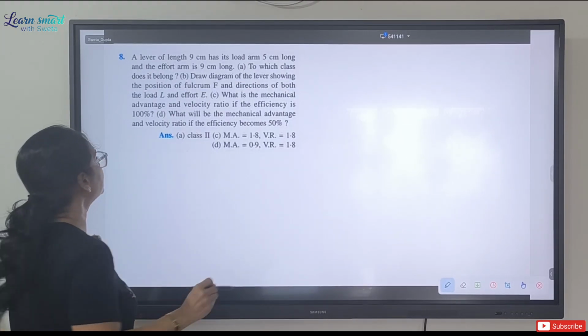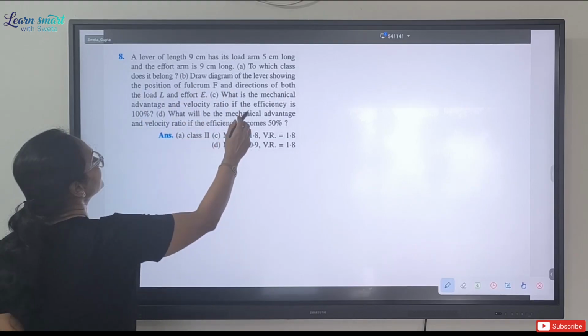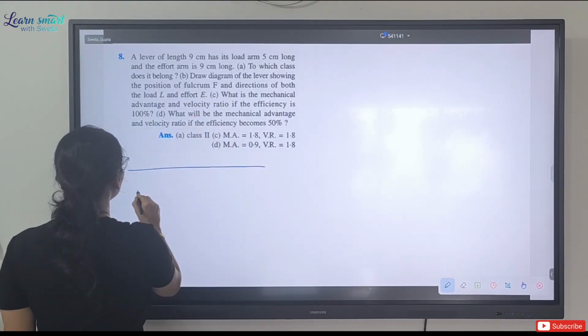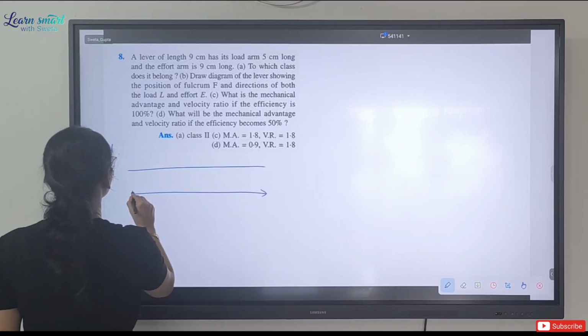Now question number 8. It says a lever of length 9 centimeter. So this is the lever, its length is 9 centimeter.